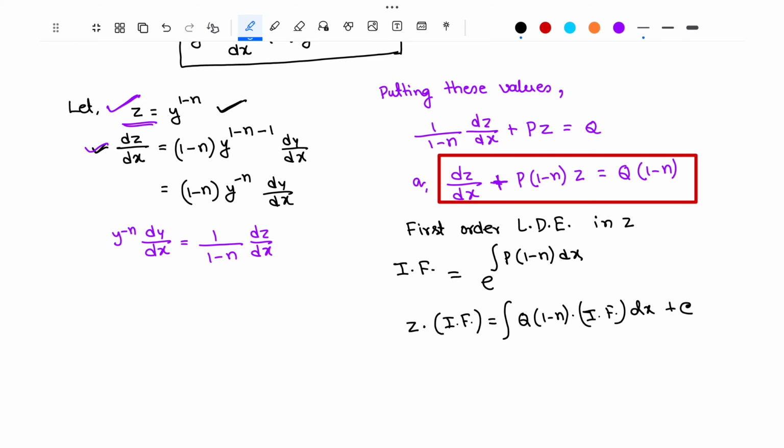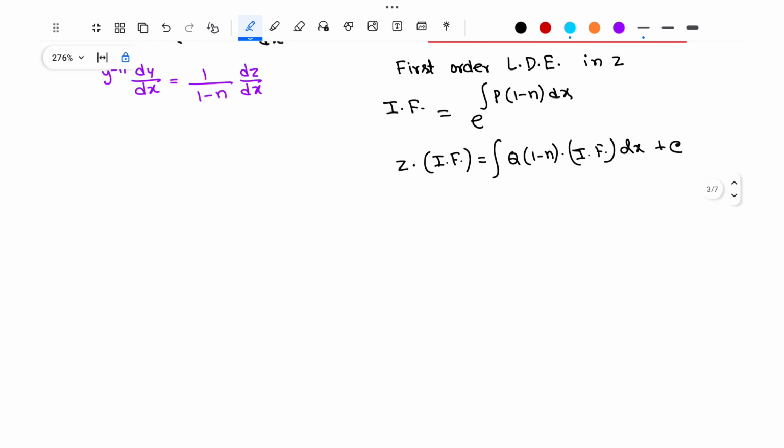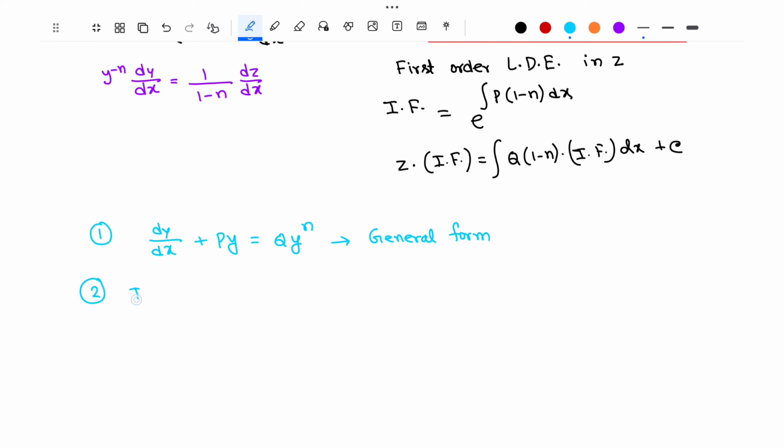Okay, so let's summarize the whole topic. First, in Bernoulli's equation, what is the general form? dy/dx plus Py equals Q y to the power n. This is the general form of Bernoulli's equation. Number 2, what is the integrating factor? The integrating factor is e to the power integration of (1 minus n) into P dx. What is n? It is the power in y to the power n. This is our integrating factor.